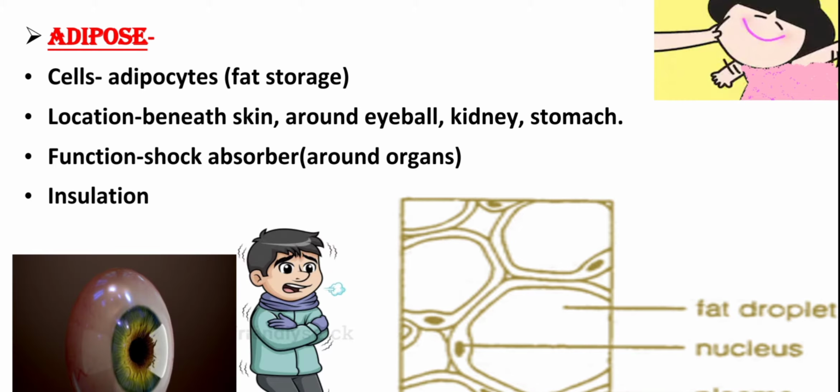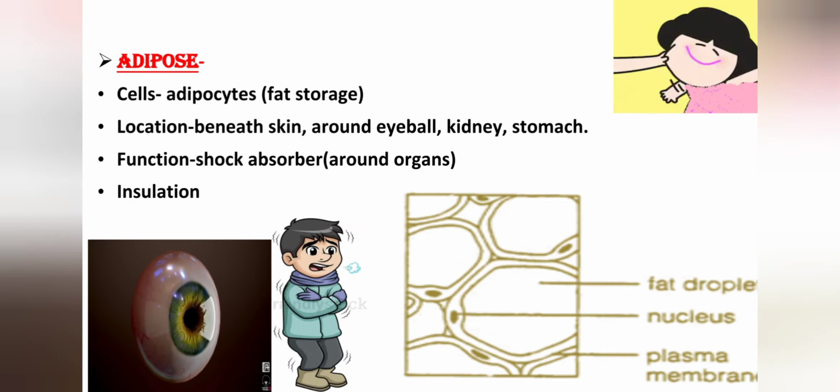Have you ever experienced in winter season you feel cold? So when you feel cold, what do you wear? We wear warm clothes. So in the same way, in our body also, there is a covering which provides warmth to our body. And that covering is called the adipose tissue. Now I think you're clear with the term insulation. Insulation means to provide warmth. We are done with the loose connective tissue.